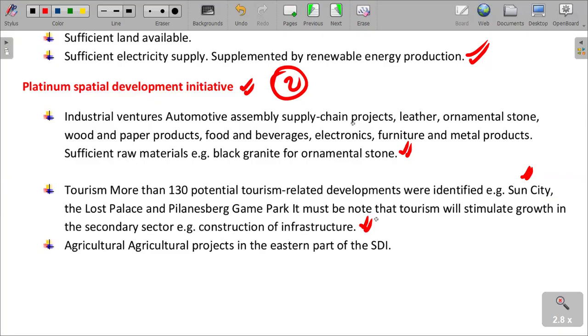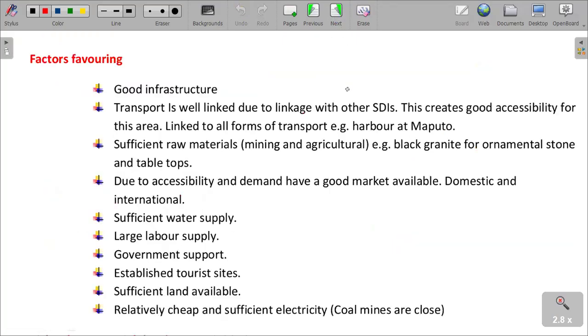Agricultural production projects in the Eastern Cape, in the eastern part of the Spatial Development Initiative, we can also look into that. And then factors favoring the Platinum development. These factors are more or less similar anyway. We talk about good infrastructure. Transport is well linked due to linkage to other SDIs that creates good accessibility to the area. All forms of transport, e.g. the harbour to Maputo is there. Sufficient raw materials from mining, and agriculture is also there.